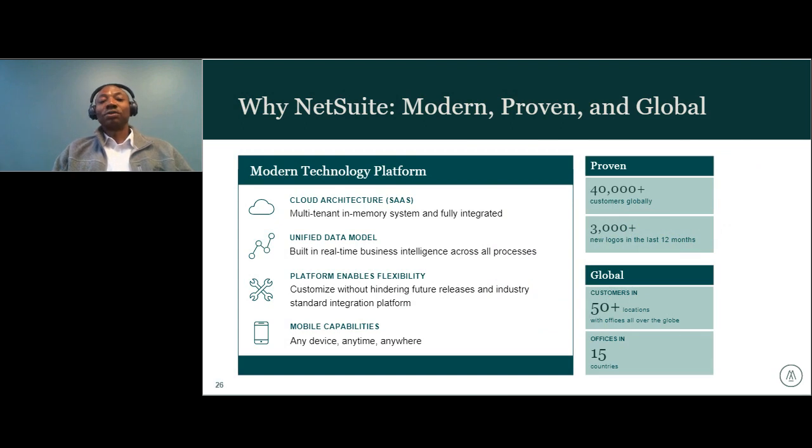NetSuite is a modern, proven, and global system with true cloud architecture, as we've described earlier, multi-tenant cloud. It also offers a unified data model, and it has seamless flexibility across the platform, and it's also mobile enabled. With more than 40,000 customers globally and thousands signing on to NetSuite, it's got the reach of a global ERP system capable of supporting any organization, and it has the weight of a global organization like Oracle behind it.